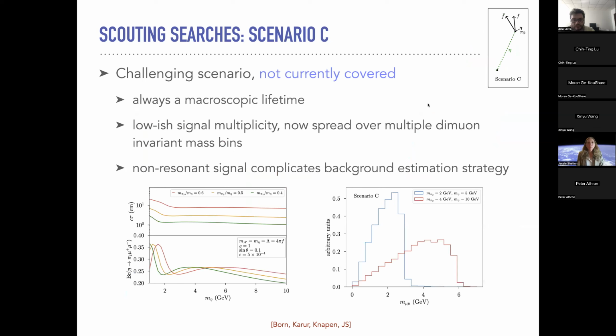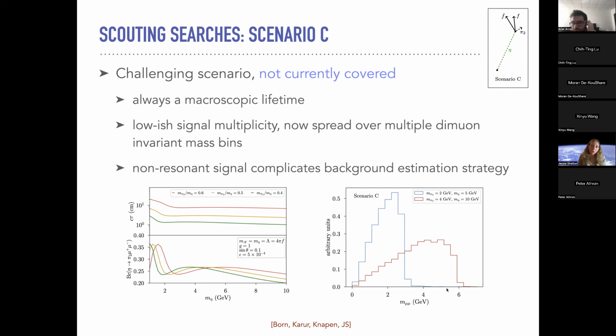Okay, so here finally is scenario C. This is, again, a very challenging scenario. It is not currently well covered at all. The scouting search that CMS does and the displaced dimuon pair search that LHCb does are always going after resonant signals. The mass distribution that we see for a couple representative scenario C models here is spread out rather non-trivially over a wide range of muon invariant mass.